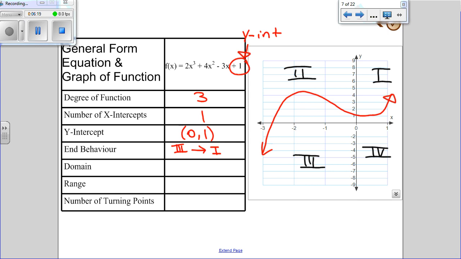What's the domain? What's domain mean? Yeah, where the x values can be. So what's the lowest x value mean? What's the furthest left that you could go? We could go forever to the left. What's the highest we could go? We could go forever to the right. So that means we just have x as the element of the reals. X can be anything. There's no restriction on it. What does range mean? Range is the y values, yeah.